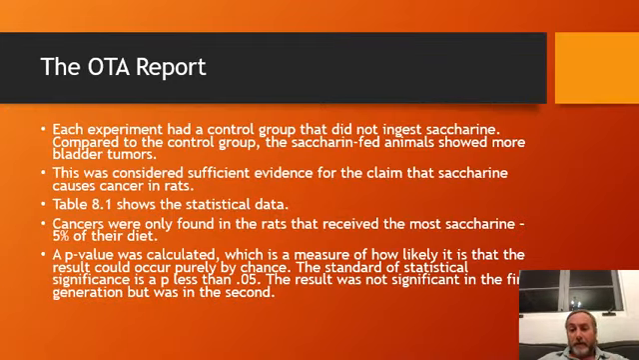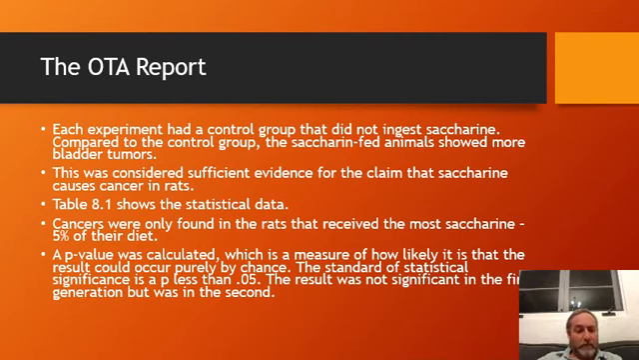Okay, so for each experiment, the first generation and the second generation, there was also a control group that did not ingest saccharin. The simple answer to what happened is that compared to the control group, the saccharin-fed animals definitely had more bladder tumors. We'll get to the statistical data in a moment to make sure it's significant. But it was considered sufficient evidence for the claim that saccharin causes cancer in rats.